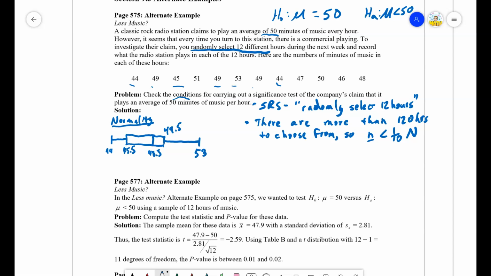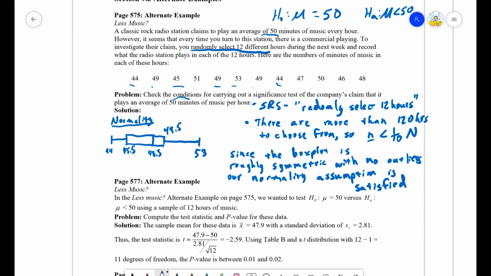So we want to write a conclusion here. Since the box plot is roughly symmetric with no outliers, the t-distribution is appropriate. And you want to make sure that you do all three of these things. So the hardest part for means is when we have a list of raw data like that. Usually if we have a big sample size, if the sample size is over 30, we don't have to do this. If our sample size is small and we have the raw data, we have to make a graph. And I think the box plot is the easiest graph to make.